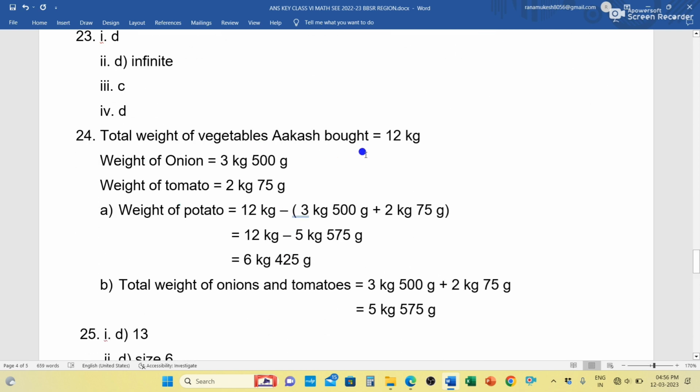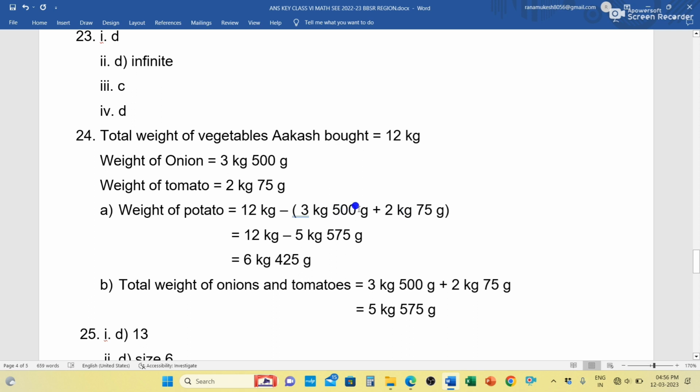Total weight of vegetables Akash bought was 12 kg. Weight of onion was 3 kg 500 gram. Weight of tomato was 2 kg 75 gram. So weight of potato will be the total weight, you have to subtract weight of onion and weight of tomato from the total weight. So 12 kg minus 3 kg 500 gram plus 2 kg 75 gram. You have to just add the weight of onion and tomato, then subtract from the total weight, that is 12 kg.